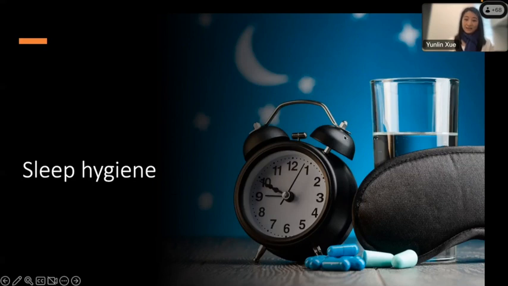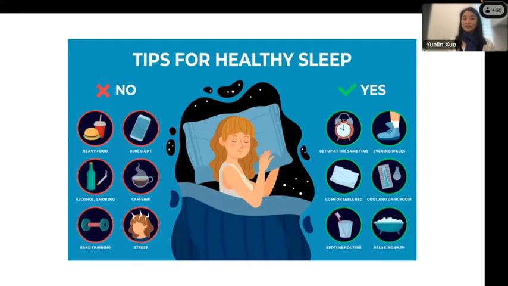And the next piece is sleep hygiene. So this is probably a buzzword that's sort of been flying around quite a bit, but again, it's a lot of things that are healthy to do or unhealthy to do before bed.